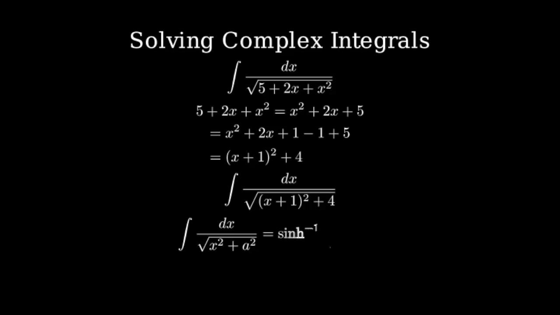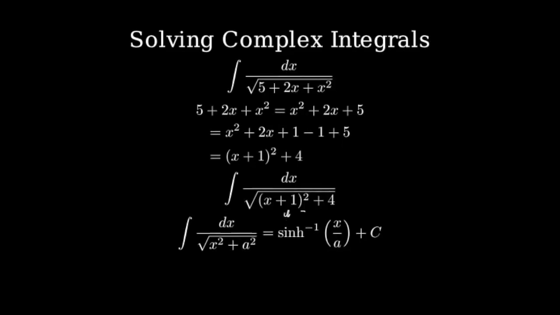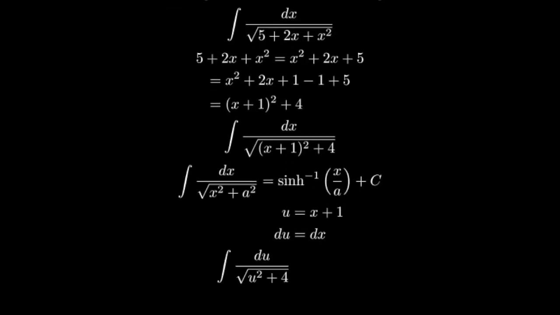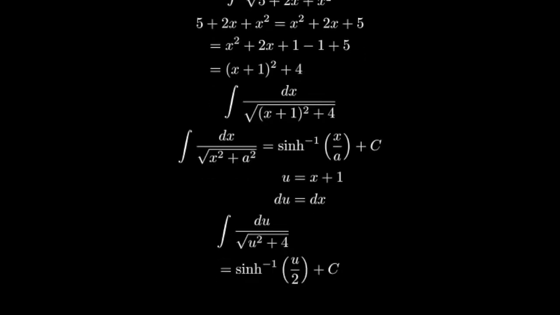The standard form is the integral of dx over the square root of x squared plus a squared equals the inverse hyperbolic sine of x over a plus c. Let's make a substitution. Let u equal x plus 1. So du equals dx. Then our integral becomes the integral of du over the square root of u squared plus 4. Using our standard form with a equals 2, we get the inverse hyperbolic sine of u over 2 plus c.